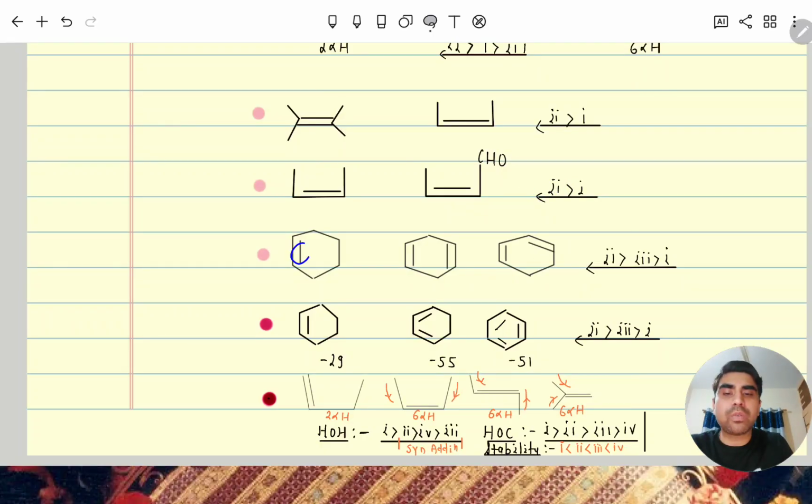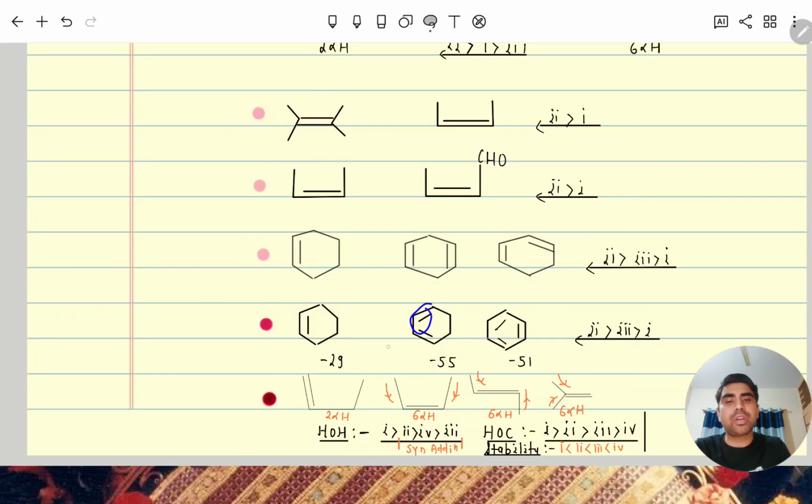Now here you can see, here only one pi bond, here 2 pi bonds, here 2 pi bonds. So the more the pi bonds, the more the heat of hydrogenation, meaning 2 and 3 are relatively more than 1. So 1 will be last. Now in 2 and 3 you can see that due to conjugation it is more stable, so its heat of hydrogenation will be less. So 2, then 3, then 1. Clear?